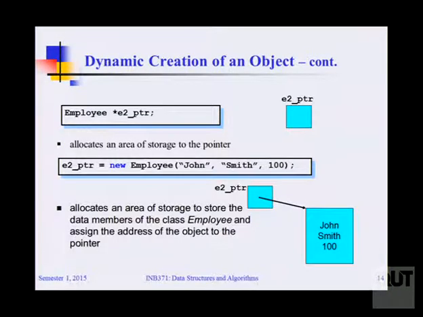Okay, this is just to give an illustration. So you have a pointer, this is a pointer. This is done during the runtime, and this piece of memory, this object of employee, is created during the runtime. So this pointer points to that one. Any questions about this?